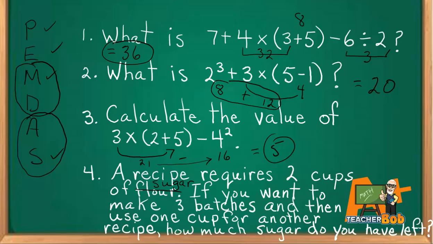Well, each recipe requires 2 cups. That'll be 3 times 2 is 6, and you want 1 left over, so you need 7. Then you make 1 batch, so 7 subtract 2 is going to give you 5 left over. You can write that like this if you like to. Okay, so 2 times 3, subtract 1 is equal to 5.